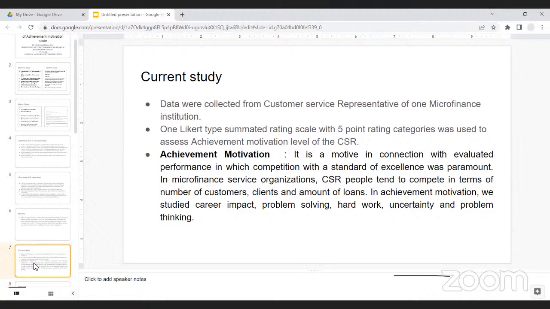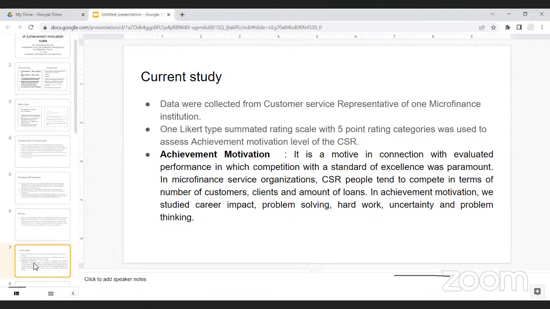the first question that comes to our mind is how this achievement motivation is related to the job performance of CSR. So it is not like there is some achievement test and I am applying that achievement test here. Usually you will find people doing this type of thing. But we are applied psychometricians, so we know how to design the item.